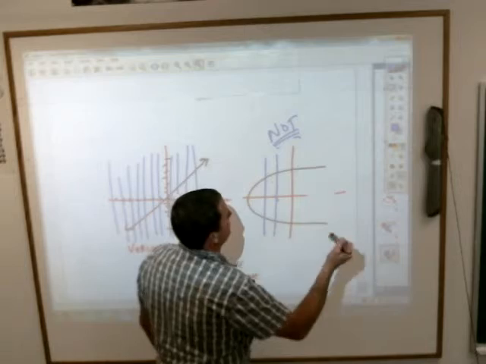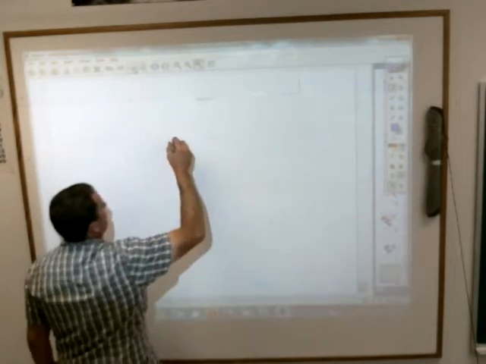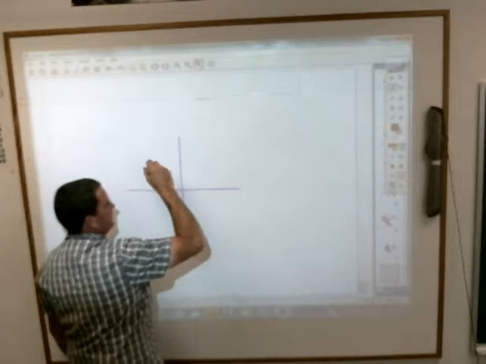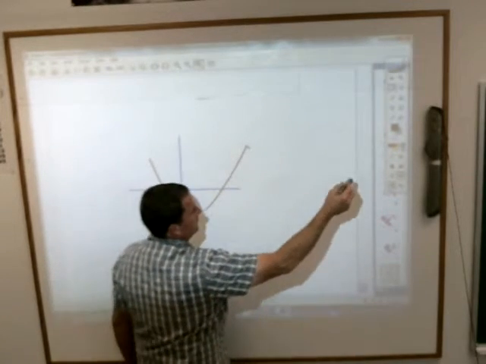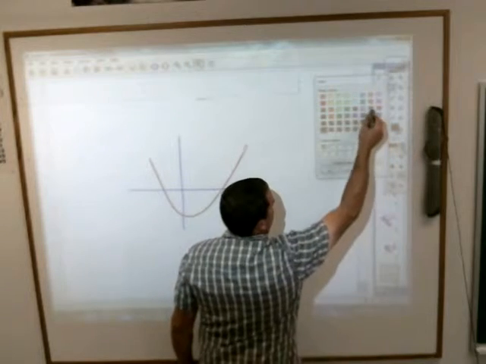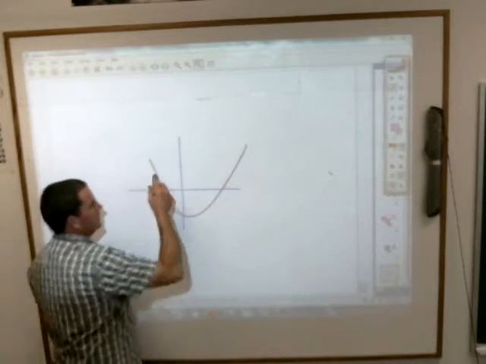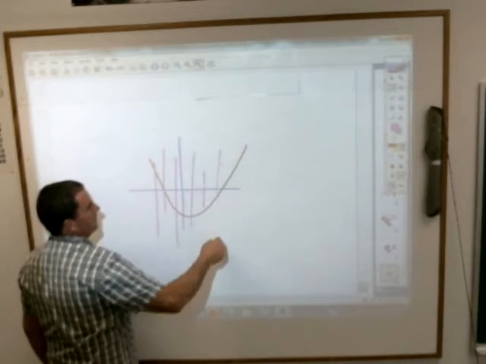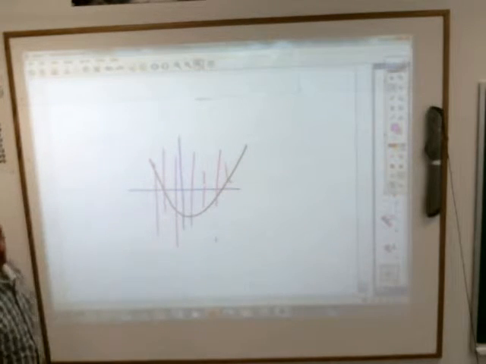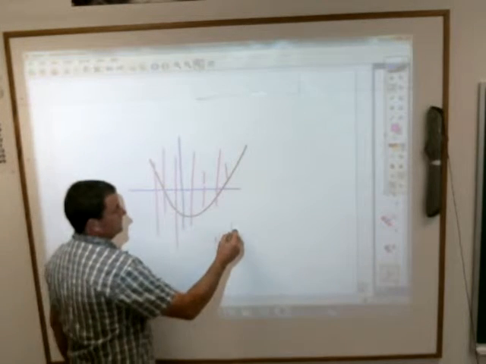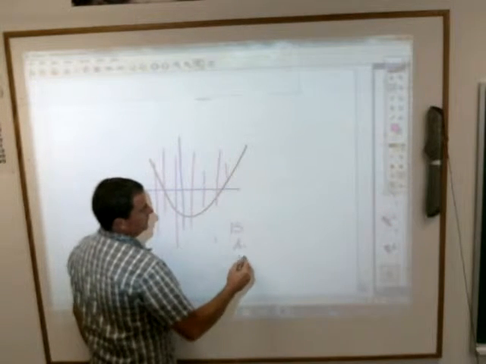Now it can go the other way, mind you. I'll give you another example. You could have this be your graph. That is perfectly okay. Why? Because if you do your vertical line test, and you keep drawing vertical lines, is there any point where a vertical line is going to cross twice? No. So this is a function.